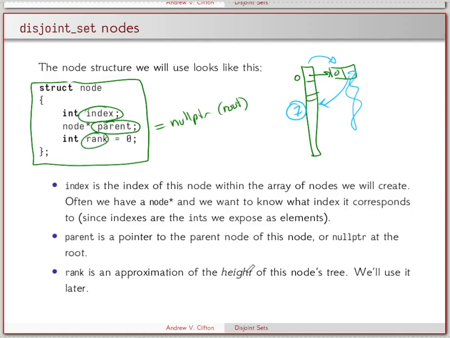The rank part of it here is going to be an approximation of the height of this node in the tree. We'll worry about that later on. For right now, just note that it's initialized to 0, and it's one of the things in our node structures.